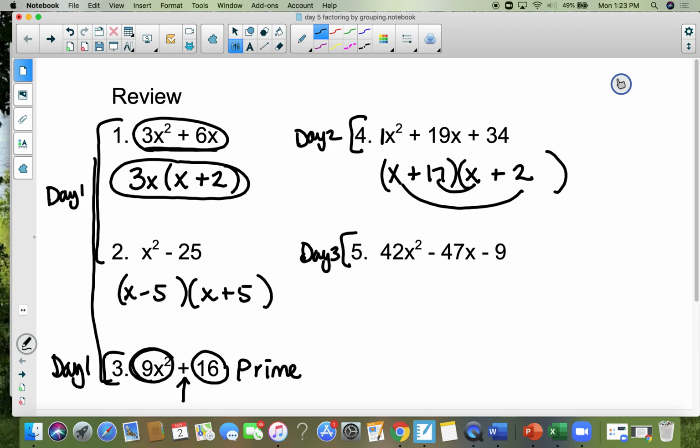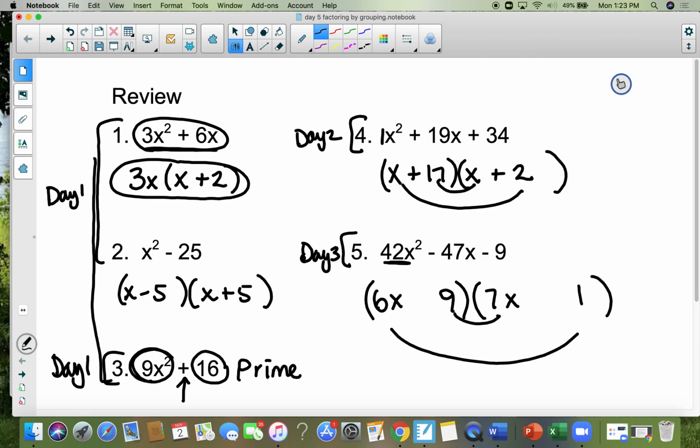Day 3 is a little bit harder because there's a number out in front. So I'm going to just show you that even the bigger numbers, I'm going to probably start with 6x and 7x. And I'm going to probably work with the 9 and the 1. Let's put the 9 and the 1 here. And that makes 63 and 6, so that's too big. So I need to play around with this. Remember, this is the trial and error one.